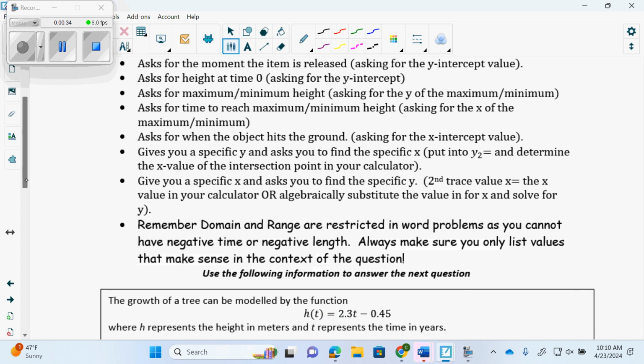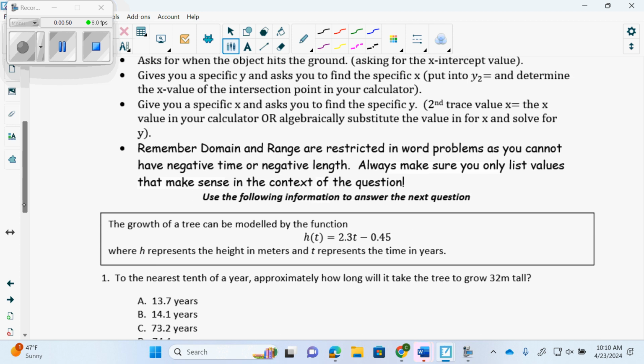If it gives you a specific y and asks you to find the specific x, you put it into y2 and find out where the intercept is. If it gives you a specific x and asks for a specific y, you can go second trace value and put the x in for that, or substitute in for the x of the equation. Remember, domain and range are restricted in word problems as you cannot have negative time or negative length. You have to watch yourself, right? You can't go y-er, x-er. First off, it's not even x usually, and it's not often y, so you can't use those letters.